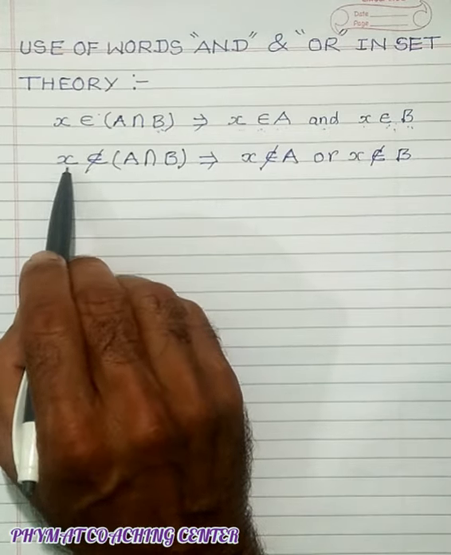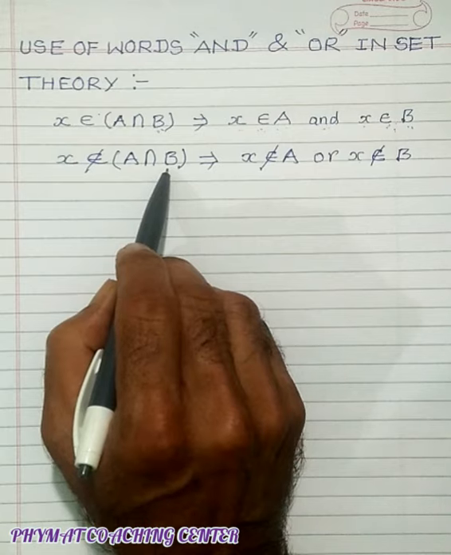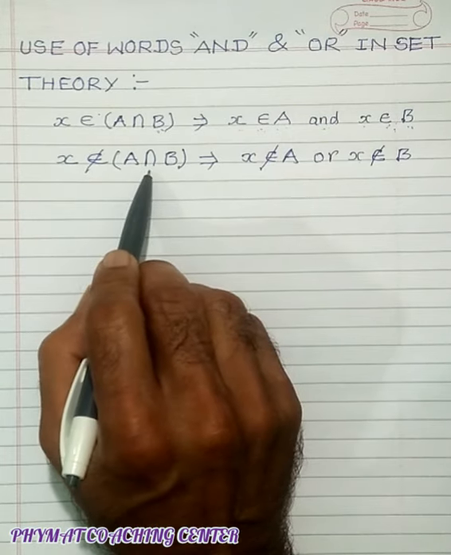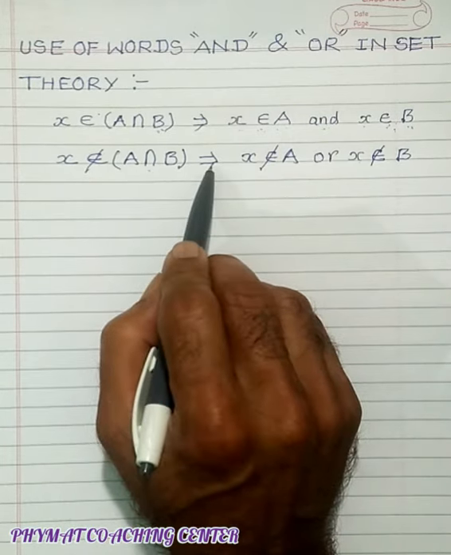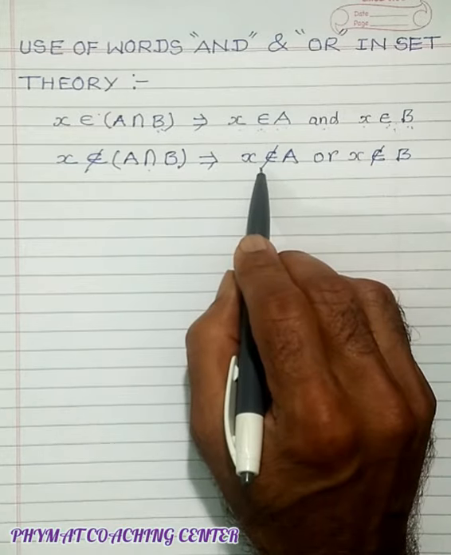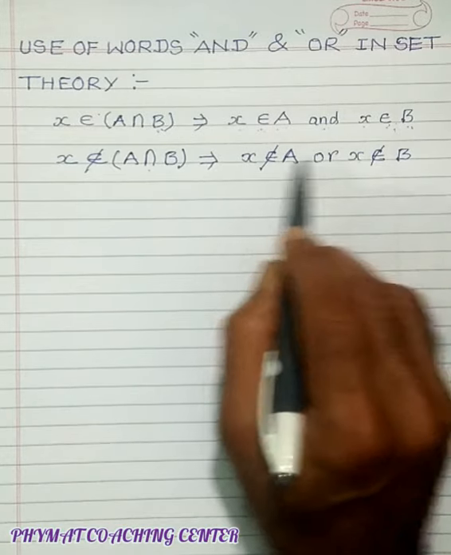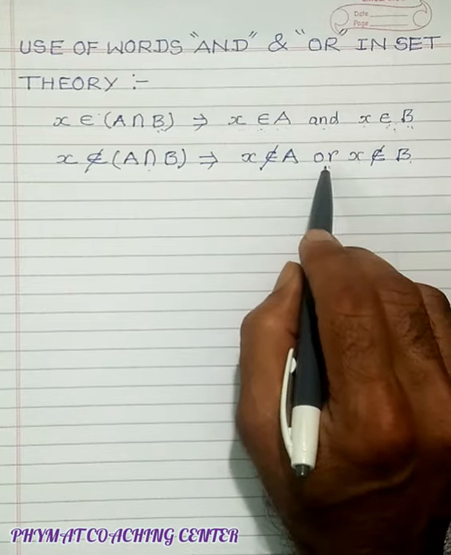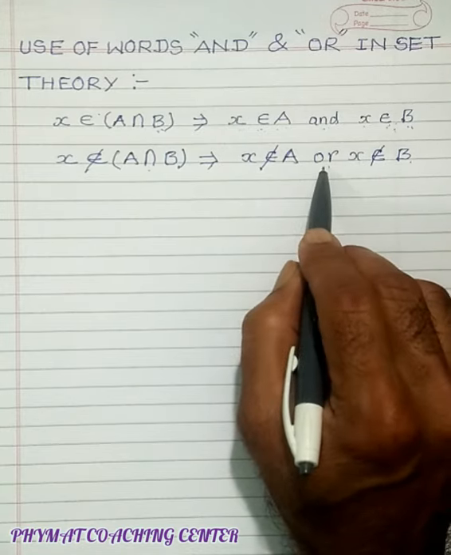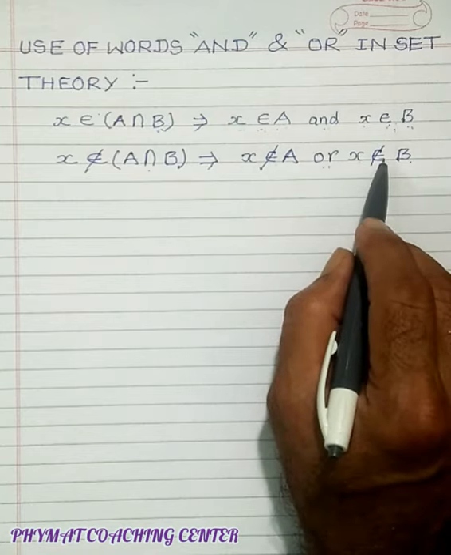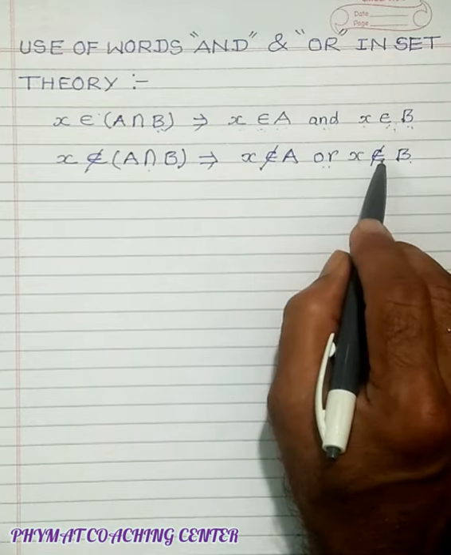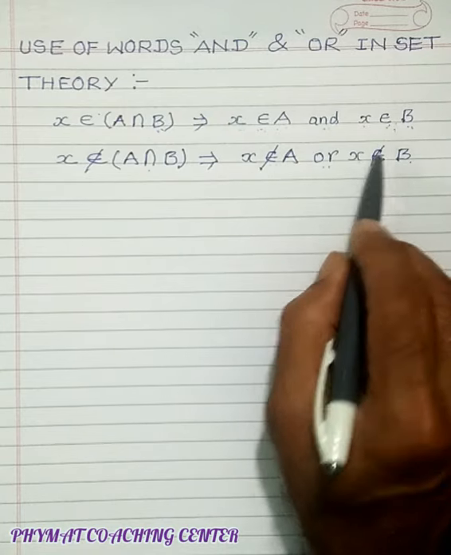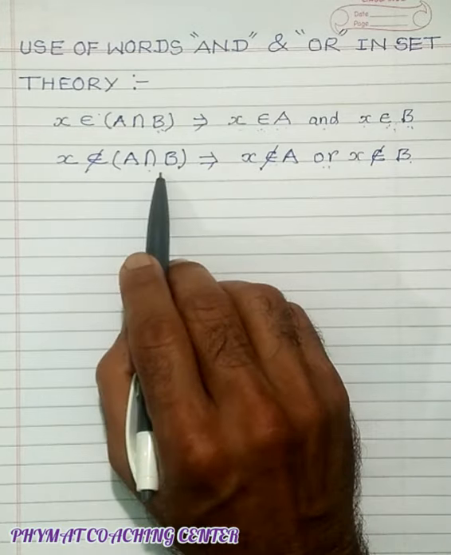Situation changes when x does not belong to A intersection B. If x does not belong to A intersection B, then this implies that x does not belong to A, or x does not belong to B. Here the use of word "or" reflects the fact that any one of these two statements or both of these two statements needs to be followed to satisfy this statement.